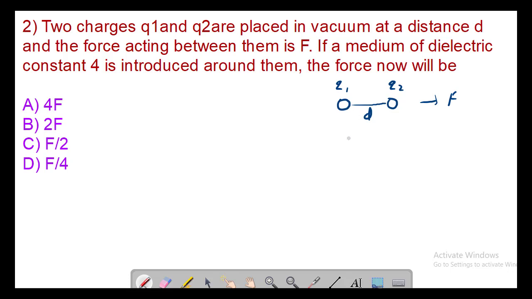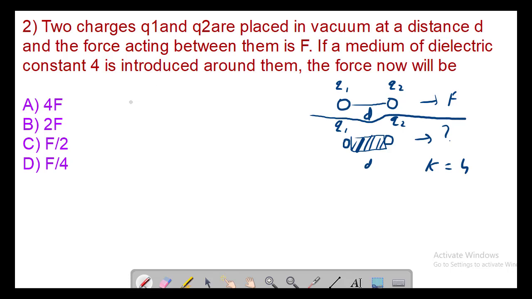Now in the second case they are placed in a dielectric medium. There is a dielectric between them. This is Q1, this is Q2. The distance is not changed, so it is d only. In that case, what is the force? This we have to find. Now we use Coulomb's law. The dielectric constant K is given as 4 for this case.